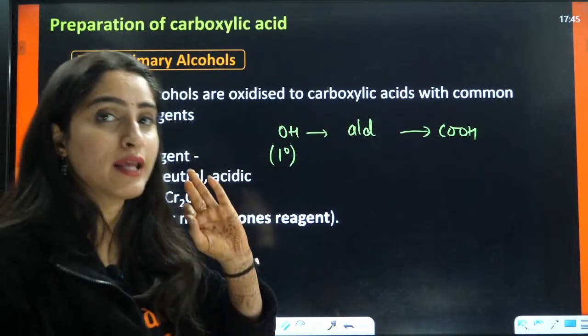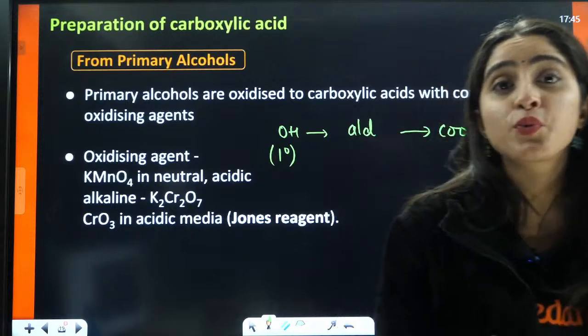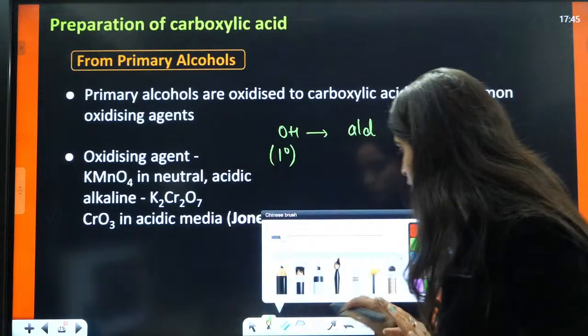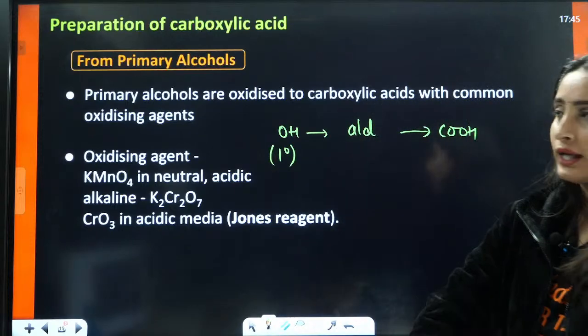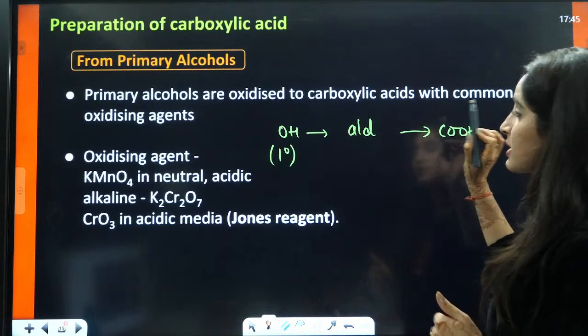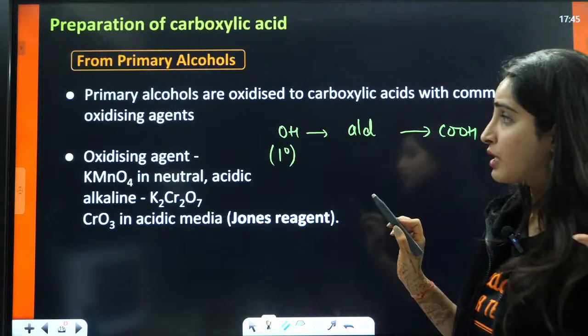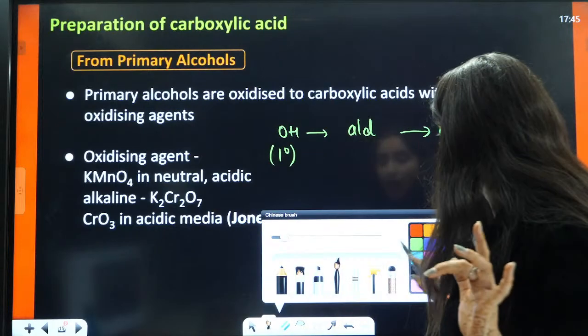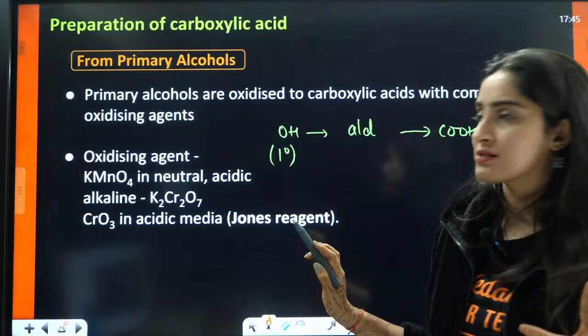This we have done in yesterday's class also. This we have done in alcohols, phenols, ethers also, right? This thing is repeated only. So this is what they are saying. Primary alcohols are oxidized to carboxylic acid with common oxidizing agents which are strong, right? All these are examples of strong oxidizing agents.